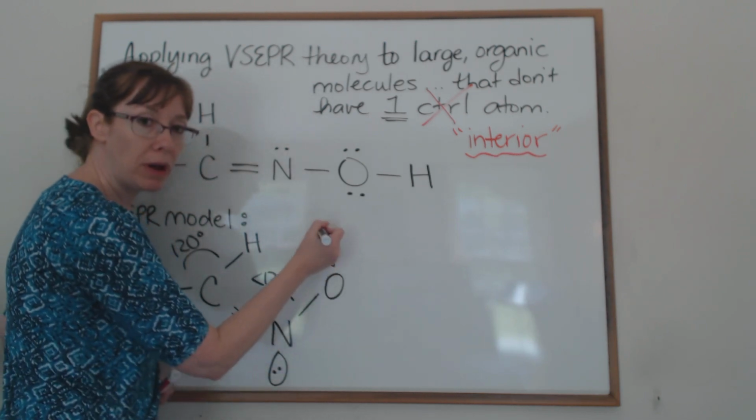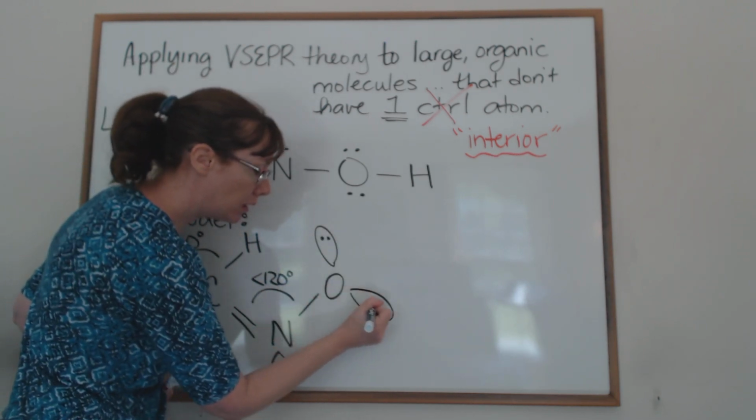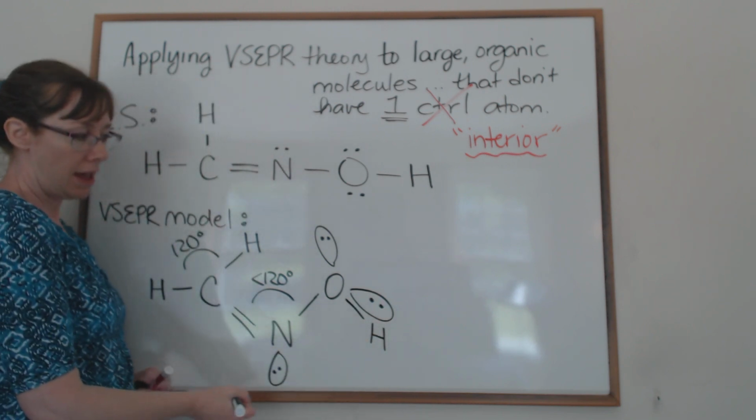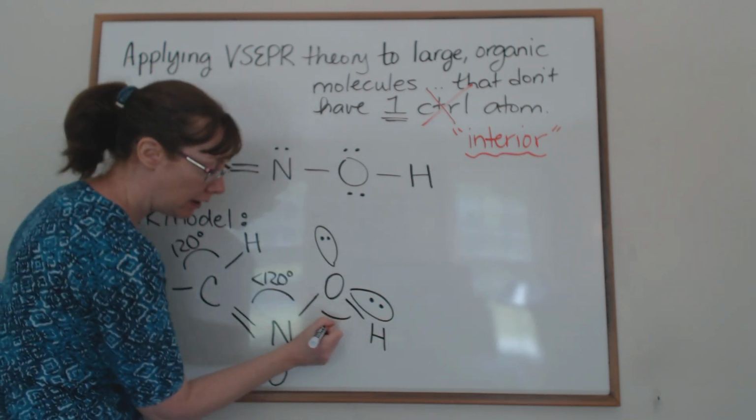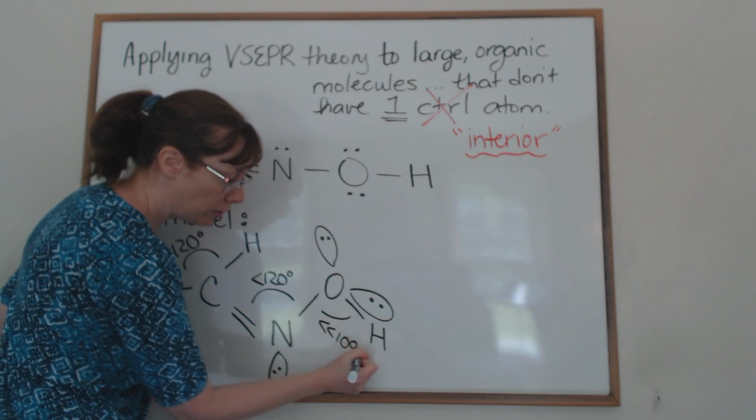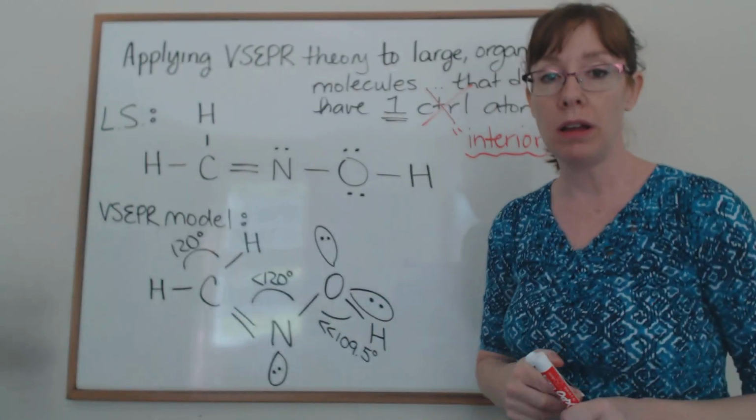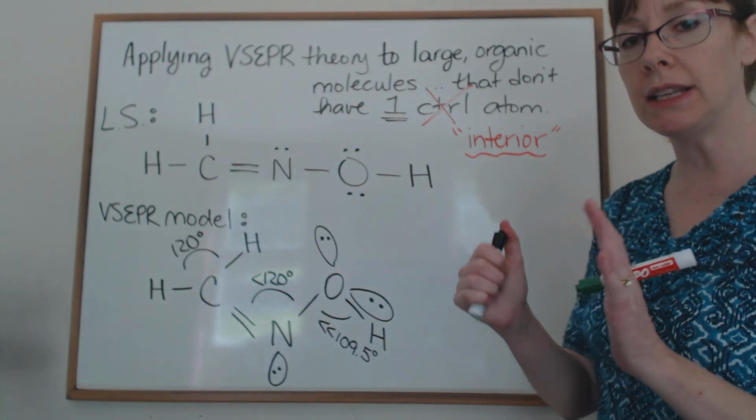I'm trying to draw that tripod camera tetrahedron. This one I'll make a lone pair, and then this one I'll make hydrogen. Okay, so that's that tetrahedron, and this is the angle that is less than 109.5 degrees. And that is a VSEPR model of this molecule. It gives you an idea of the shape.